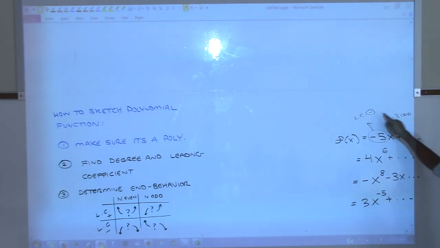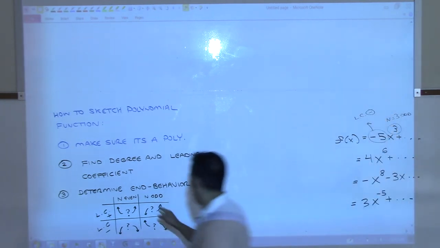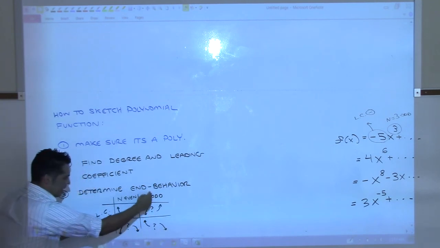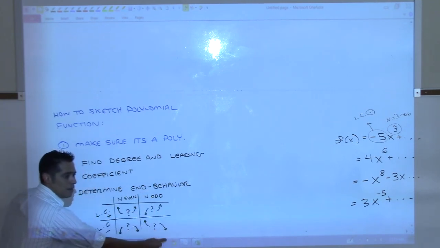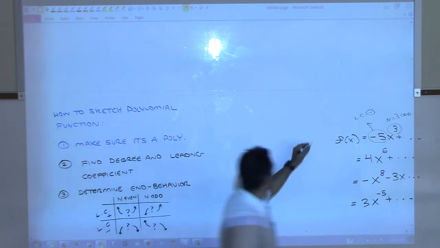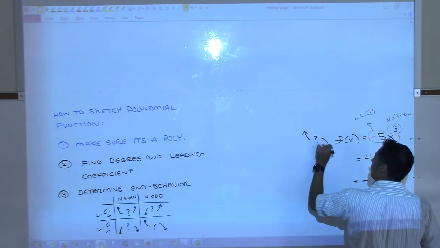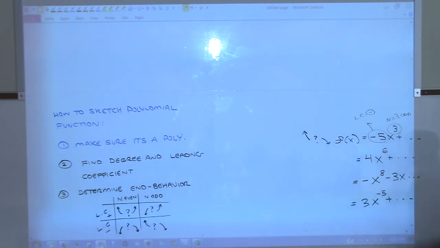So odd degree, negative leading coefficient. This thing is going to go up on the left, down on the right. So that's what this one would look like. Up on the left, down on the right. Make sense? How about this one? Degree is even. Leading coefficient is positive. So it's going to go up, up on both sides.